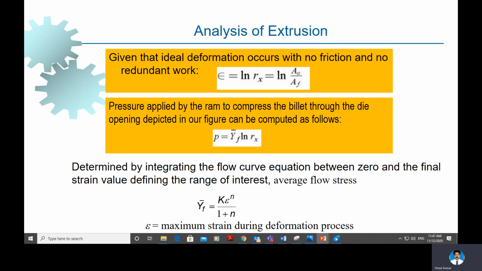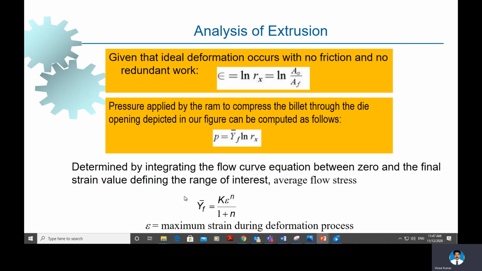So already we have studied the reduction ratio. How much strain? Definitely plastic deformation takes place, so strain will come into account. The strain without any friction, that means we can say the ideal case. Ideal strain without any friction is log Rx, log of A naught by AF. So the pressure applied in an ideal case is the flow stress YF times strain, log Rx. The ideal strain will give you the pressure applied by the ram to compress the billet.